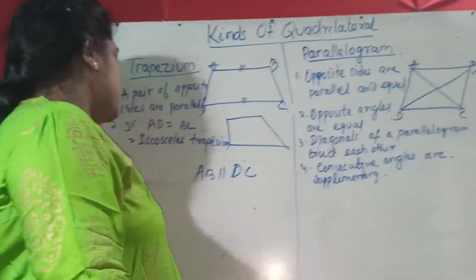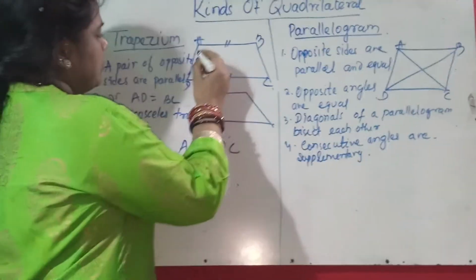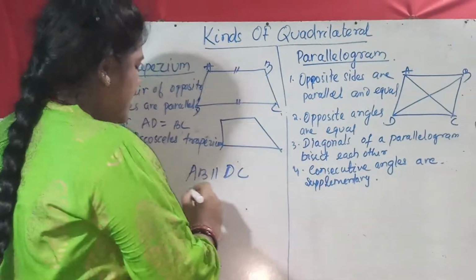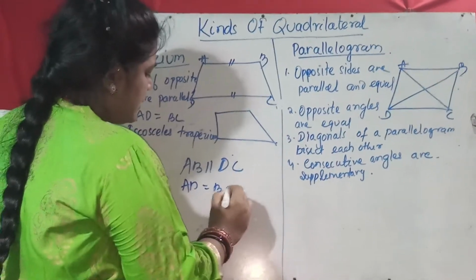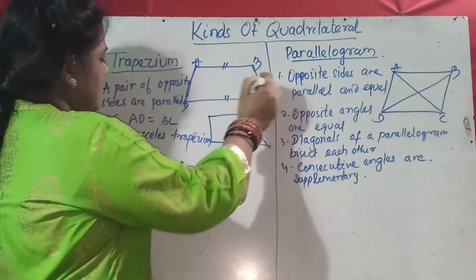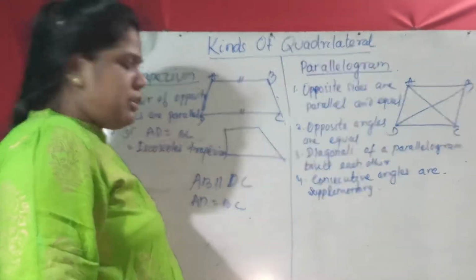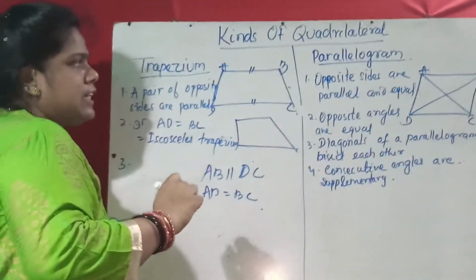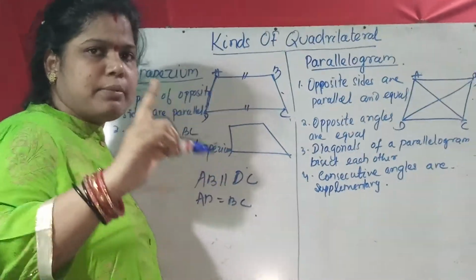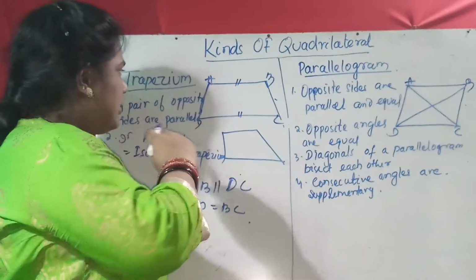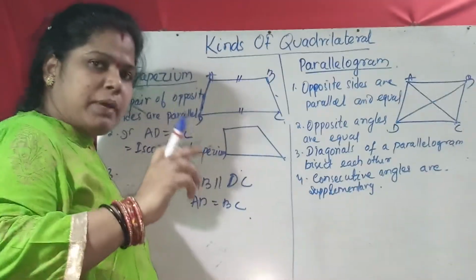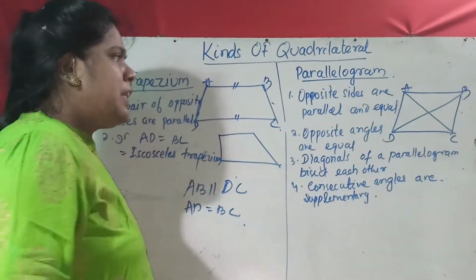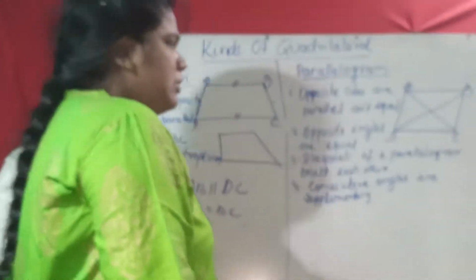Another property is what? Suppose a trapezium's other two sides, which are the non-parallel sides, are equal to each other. Suppose AD equals BC, then it is called an isosceles trapezium. Okay. So if a quadrilateral has one pair of opposite sides parallel to each other, it is called a trapezium. If a trapezium's non-parallel sides are equal to each other, then it is called an isosceles trapezium. Then come to the parallelogram. So what is a parallelogram?